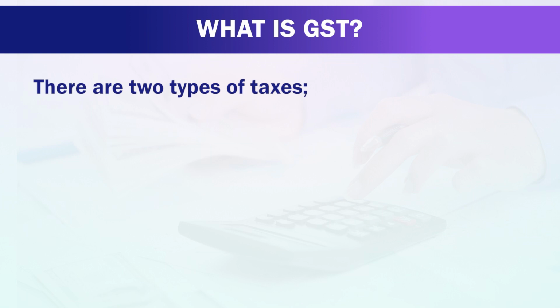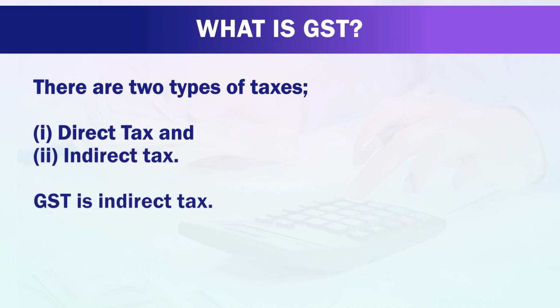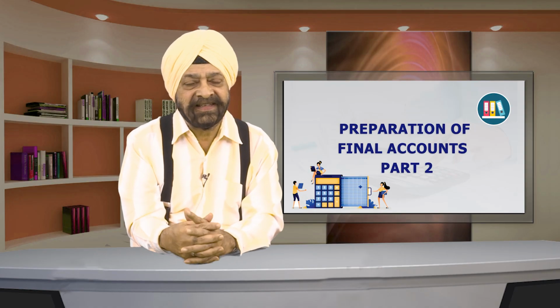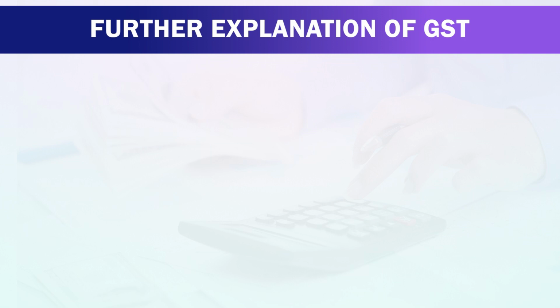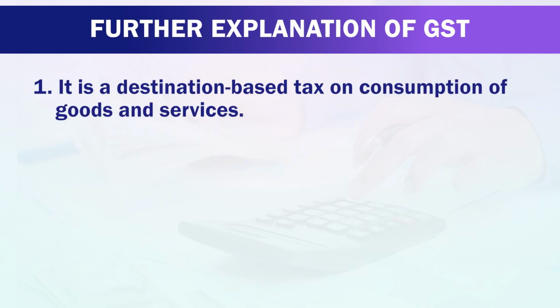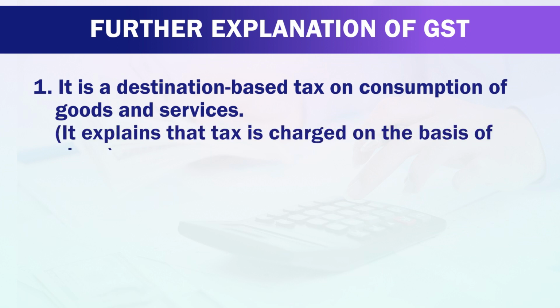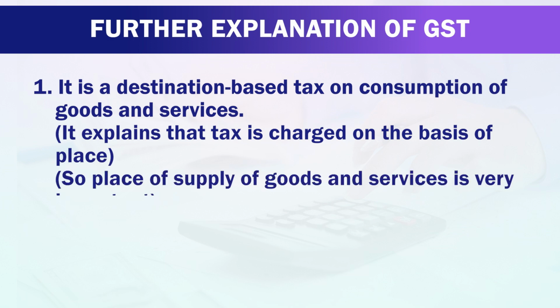Now friends, let us understand what is GST. There are two types of taxes, direct tax and indirect tax. GST is indirect tax. Friends, let us see the further explanation of GST. It is very interesting. See, the point number 1, what is written in that? It is a destination based tax on consumption of goods and services. Now, in the bracket what is written, try to understand that. It explains that tax is charged on the basis of place. So, place of supply of goods and services is very important in GST.